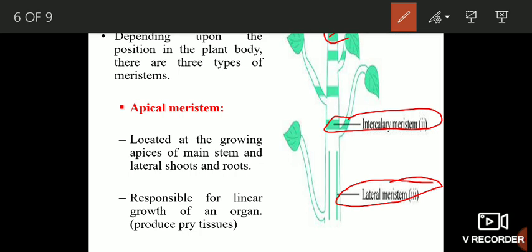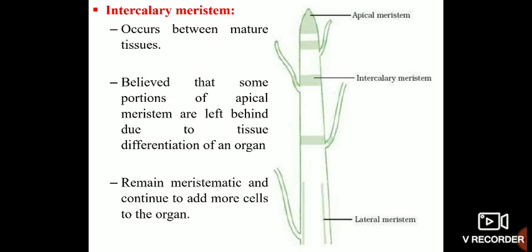And the apical meristems, they are responsible for increase in the linear growth of an organ. They increase the linear growth of an organ. Okay, they increase the length of shoots and the length of roots by dividing and producing more cells. Now, the second type of meristem is intercalary meristem.